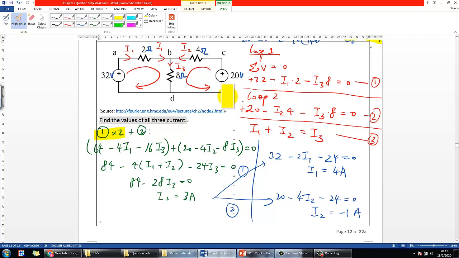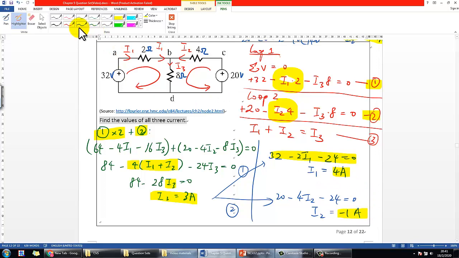So I will also multiply equation 1 by 2 and add equation 2, because once again, I want to make these and these match in coefficients, so that when they add up together, that will become I3. Okay, so I think you should be able to read all these things, and then you should find I3 will be 3 A. And then substituting this into equations 1 and 2, you will also find I1 to be 4 A, I2 to be negative 1 A.